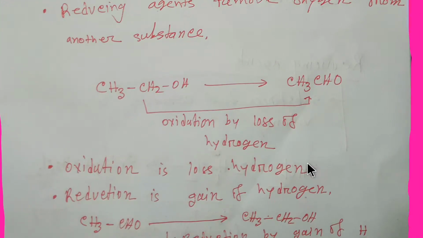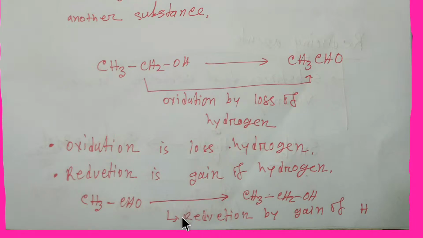Well, here is an example. This is methanol and this is methanal. If you observe here, we see the loss of hydrogen, right? There is more hydrogen here, but there is less hydrogen here. So loss of hydrogen means oxidation, right? So according to classical concept, loss of hydrogen is called oxidation.